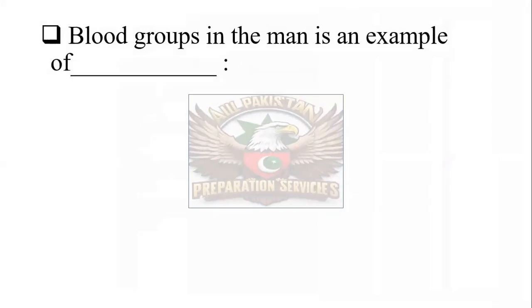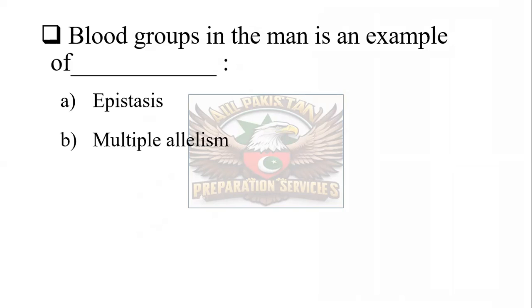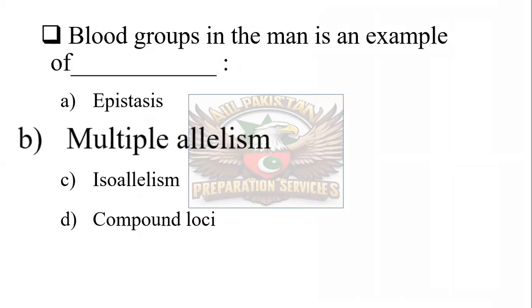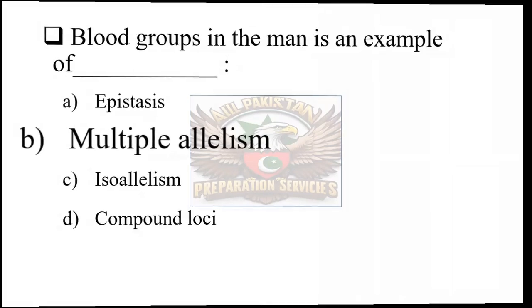Our next question is: blood groups in man is an example of epistasis, multiple allelism, isoallelism, or compound loci. The correct one is multiple allelism. Blood group in the human is an example of multiple allelism.